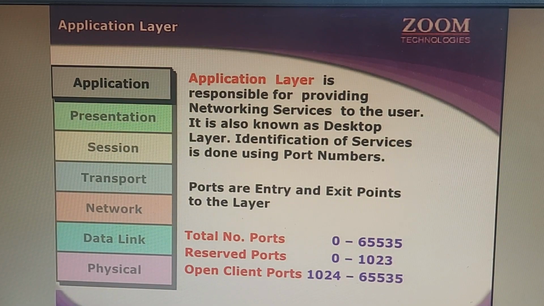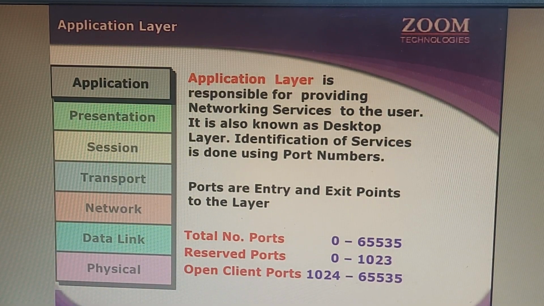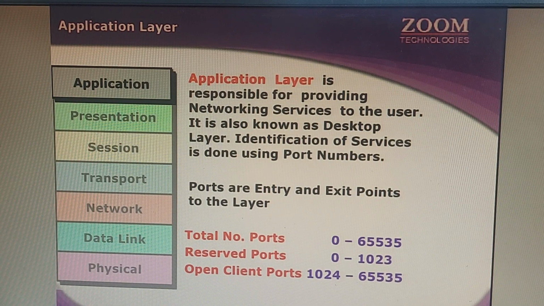First, we are going to see the application layer. It provides networking services to the user. The main part of the application layer is the desktop layer. Whatever we do in a desktop process is all accessed in the application layer. It is used for converting the text format or data format into messages. Identification of services is done using the port number. The main action is taken through the port number. Ports are the entry and exit points to the layer.